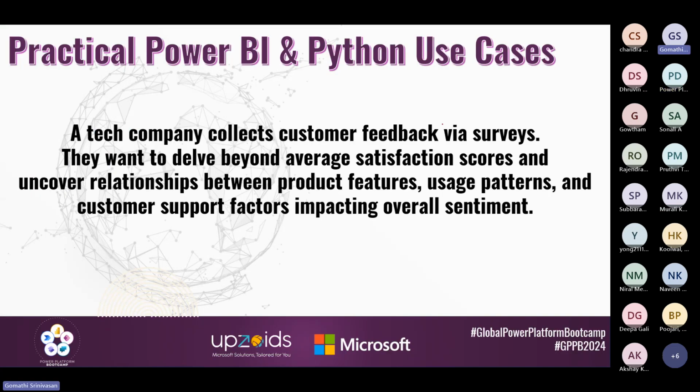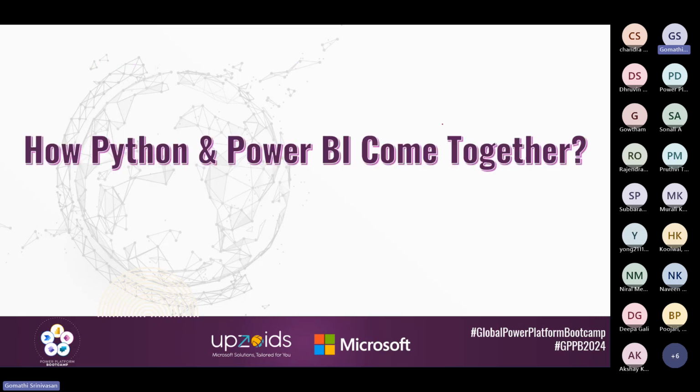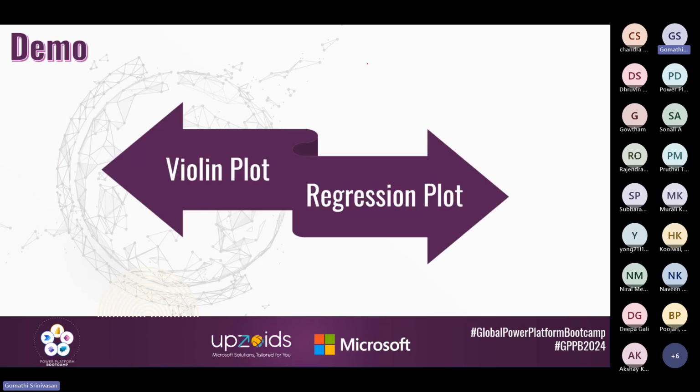So a tech company collects customer feedback. The company wants to go beyond the average satisfaction score and uncover relationships between product features, usage patterns, and customer support factors impacting overall sentiment. This is the case study. So how can we use Python in Power BI to achieve this visual? I'm going to show you a demo for creating a violin plot and a regression plot.